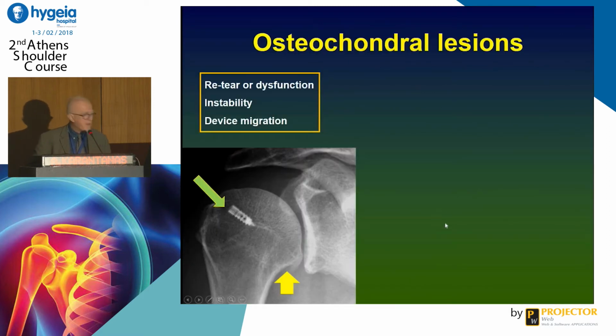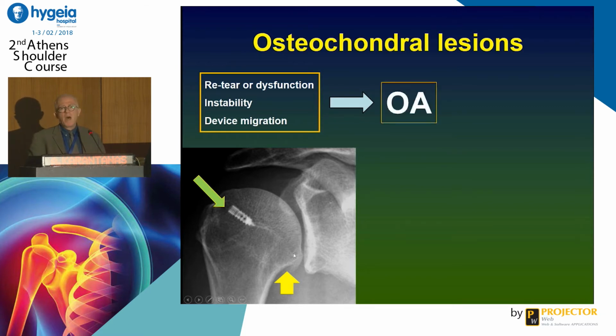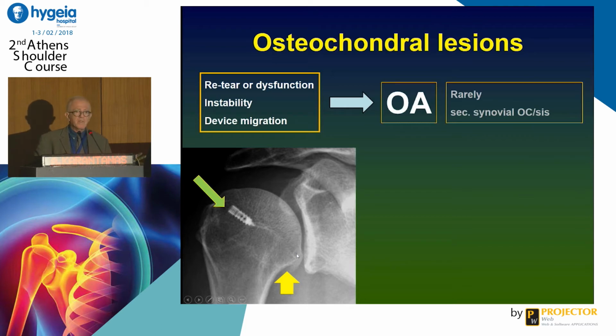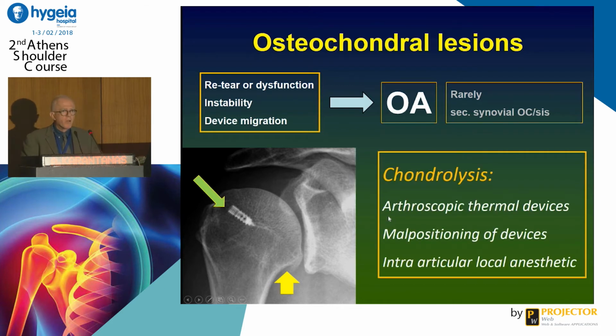Osteochondral lesions are very important. They may recur from retear, dysfunction, instability, device migration. They lead to osteoarthritis. Here you see a displaced anchor, osteophyte formation, joint space narrowing, which did not exist before the operation. And in the end, we have osteoarthritis, or we might also have, I have seen many cases, secondary synovial osteochondromatosis after the surgery.